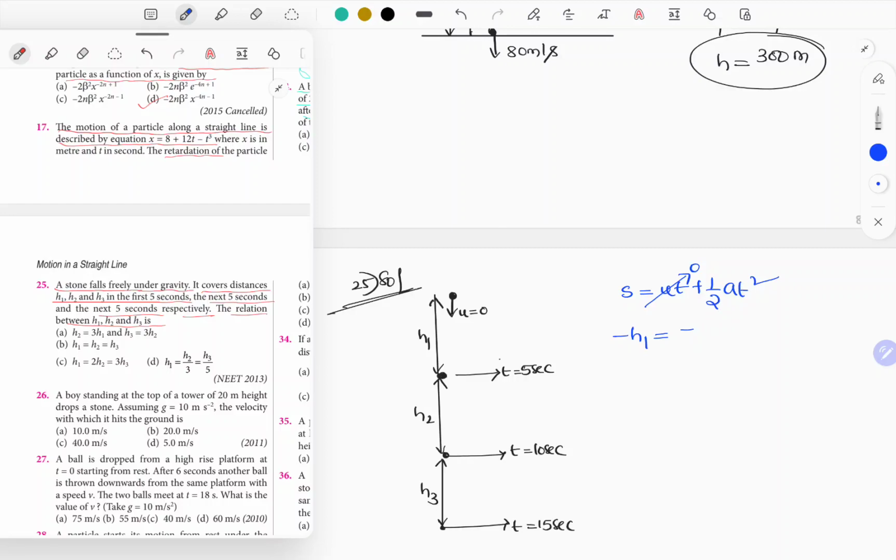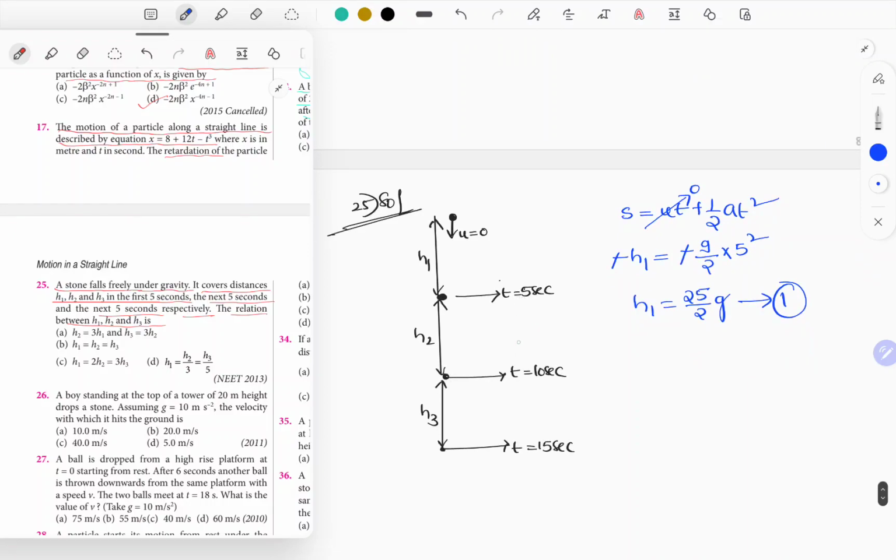Let me keep this value as it is. It is going to be g by 2 into t square. What's the value of t? It is going to be 5, because in the first 5 seconds I'm going to find the answer. It is going to be 5 square. So you get H1 is equal to 25 by 2 into g. This is equation 1. This minus minus will get cancelled. I told you why I took minus.